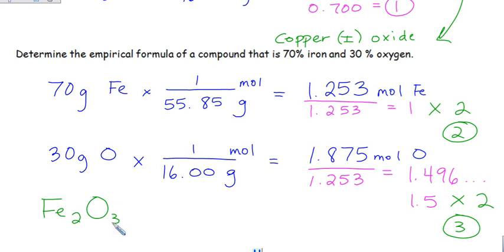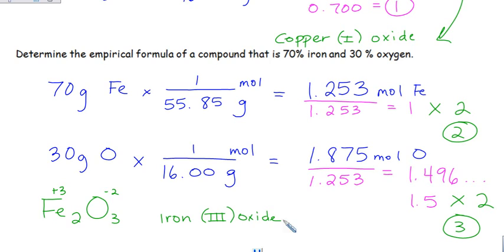Fe2O3. Oxygen is always -2. That gives me a -6. This must be iron, Roman numeral 3 oxide. And they're not asking me on this particular problem, but they could. On a test or a quiz, what is the charge on the iron? What is the formula of this compound? What is the name of this compound?